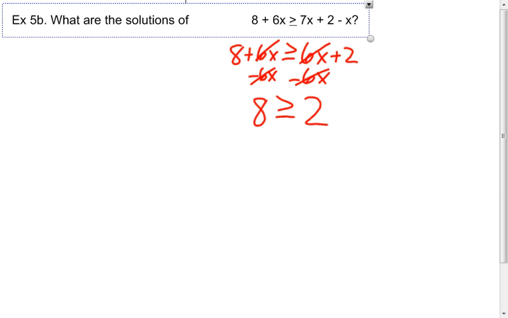Is 8 greater than 2? Yes, it is. That's true. And again, it's not identity anymore. It's all real numbers. That's my special answer for if I get something that's true when all of the variables cancel.